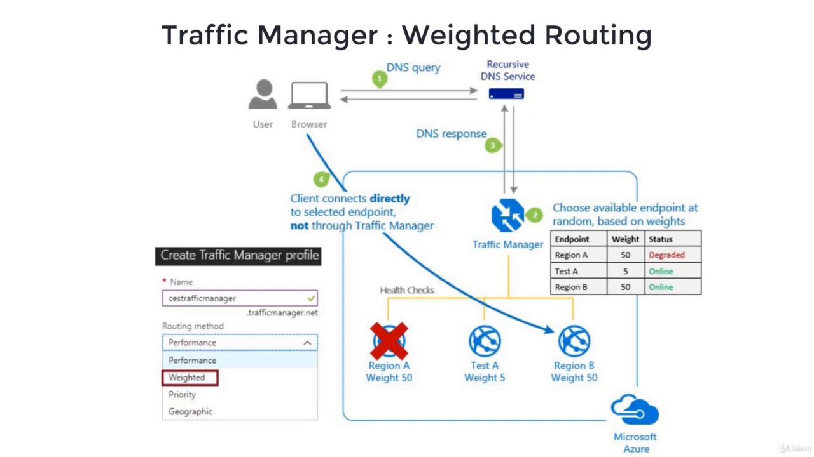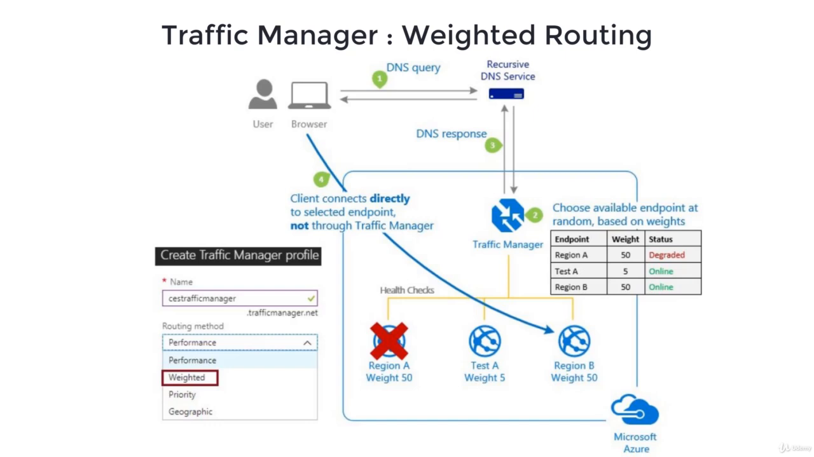So the weighted traffic routing method allows you to distribute the traffic evenly or based on the number that you define. That number would be considered as the weight on that application. In the weighted traffic routing method, you assign a weight, which is nothing but a number, and that number is assigned to each endpoint in the Traffic Manager profile configuration.